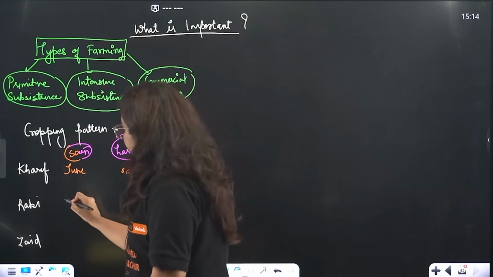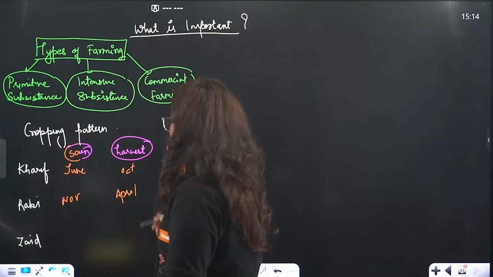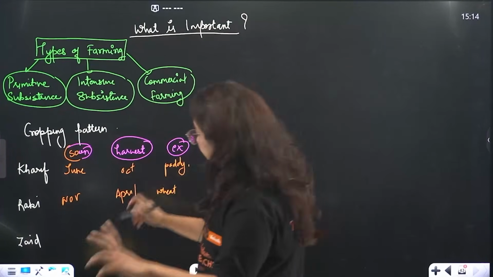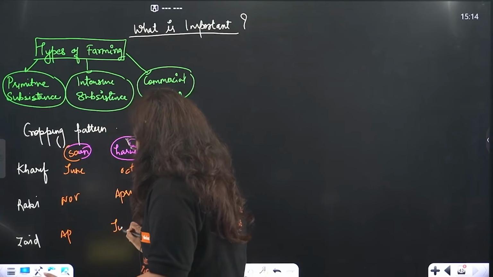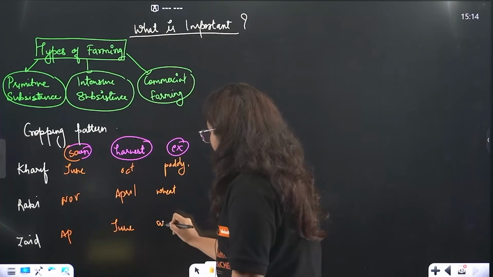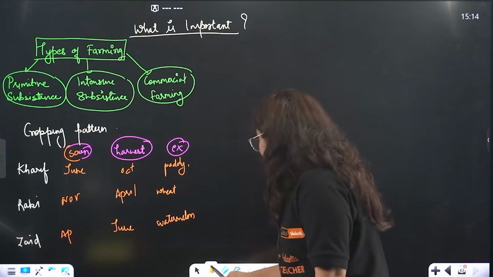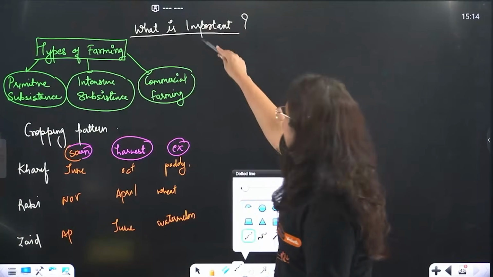Then rabi crop is grown in October-November month, sown in April. Wheat and barley are the two popular examples of them. Then we have Zaid. Zaid is grown between months like April to June. Examples can be watermelon, muskmelon, cucumber, etc. So this is something we started the chapter with, right? Some basic and easy topics.